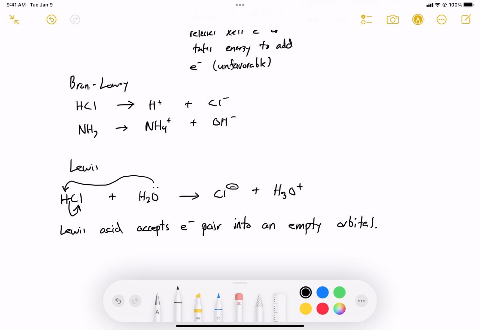So we can actually predict acid base strength based on the stability of the conjugate acid base pair.